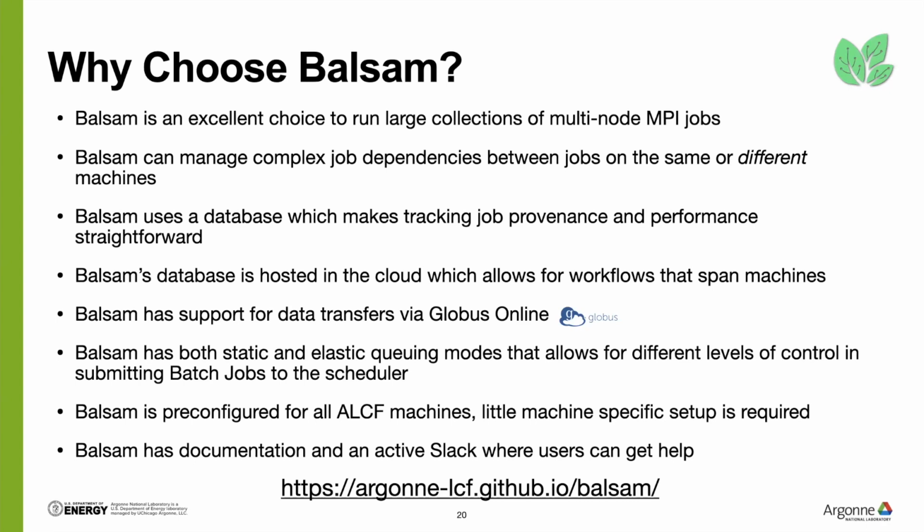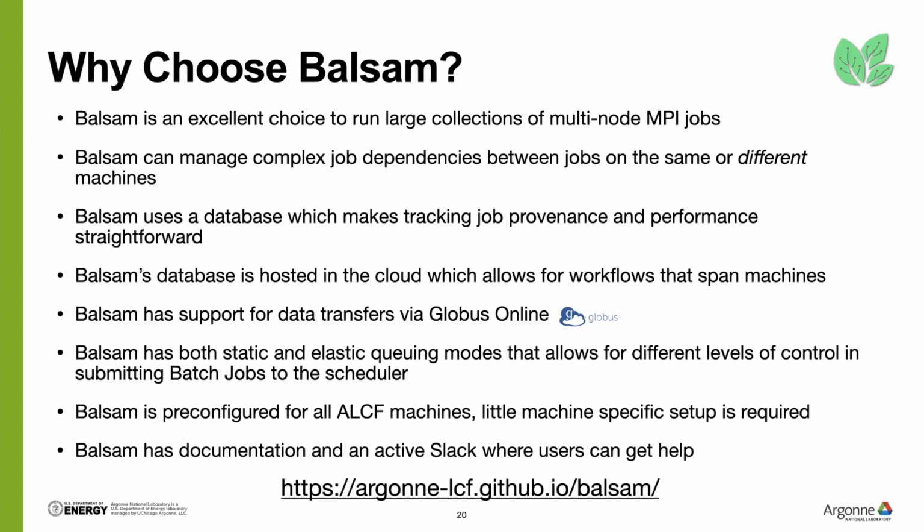Balsam has support for data transfers via Globus Online. I didn't go into it, but I showed you examples of the static batch job scheduling that the user controls explicitly. There is also an elastic mode where the user just gives the site some limits and it will automatically spin up batch jobs when it sees that it has available work in the database, similar to what Parcel does by default.